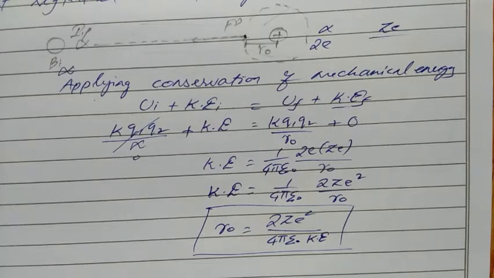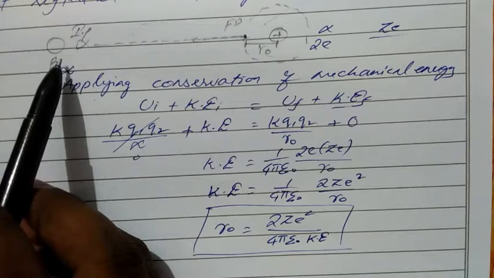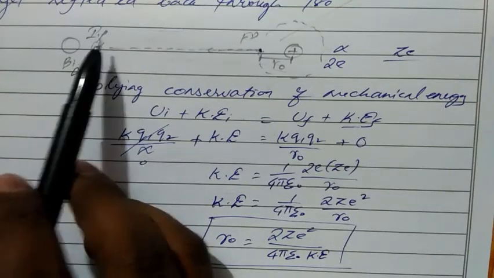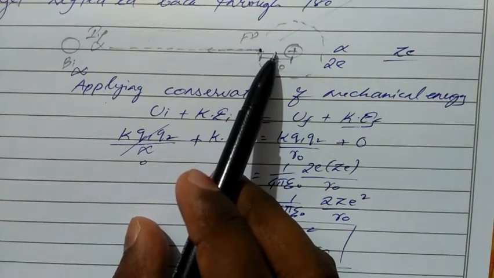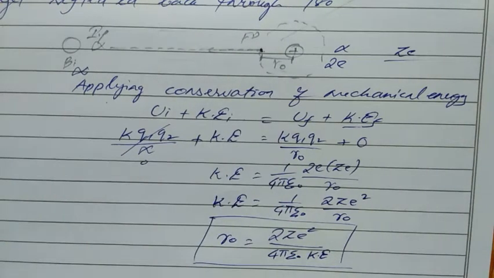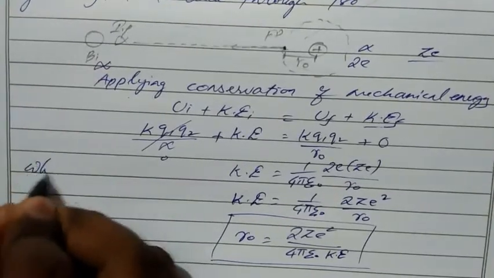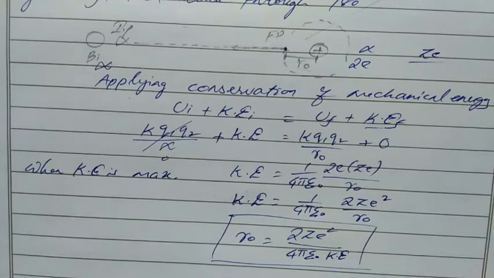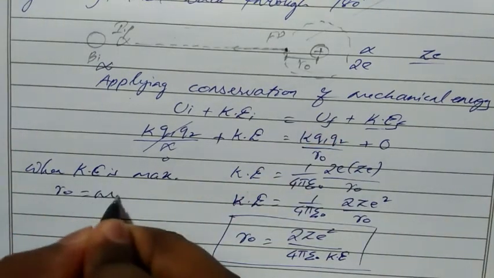Okay, so when kinetic energy is maximum, which means this alpha particle has maximum kinetic energy, maximum speed, then what will happen? It can move extremely close to the positive charge, very close to the nucleus. Correct? So we can say when kinetic energy is maximum, then R naught value will be minimum.